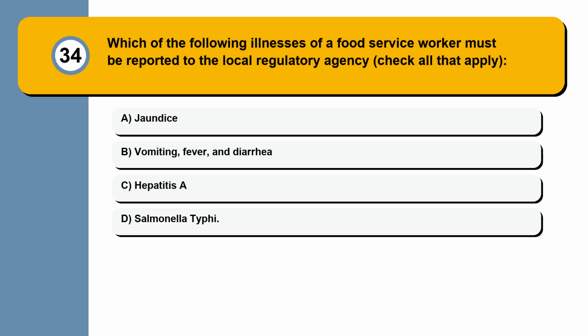Question 34. Which of the following illnesses of a food service worker must be reported to the local regulatory agency? Check all that apply. Jaundice, vomiting, fever, and diarrhea. Hepatitis A, Salmonella typhi.